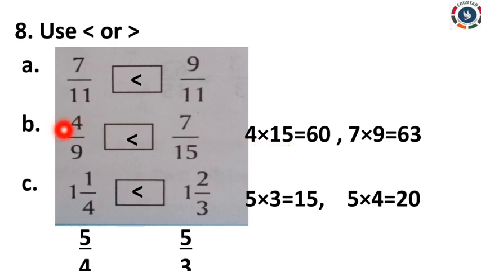First fraction's numerator multiplied by the second fraction's denominator, you multiply the values and keep on left side. Okay. And first fraction's denominator and second fraction's numerator, you multiply and write on right side. Okay, so 4 into 15 is equal to 60 and 7 into 9 is equal to 63.